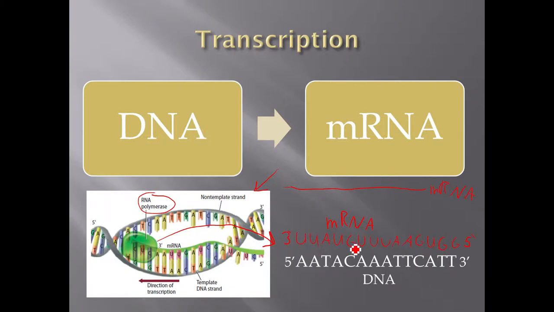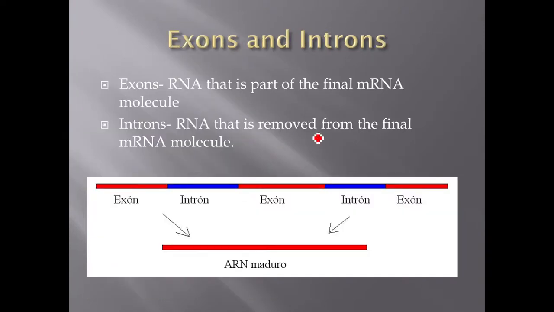So what happens next? DNA has been turned into mRNA. Well, what's the next step? The next step is that the mRNA has to be fixed. We don't really know why this happens in biology yet, but there's two things that occur. We have things called exons and introns. What happens is this: this big strand here is one big mRNA molecule.